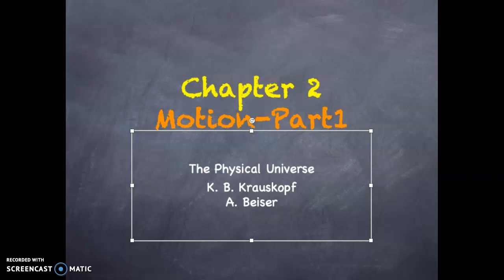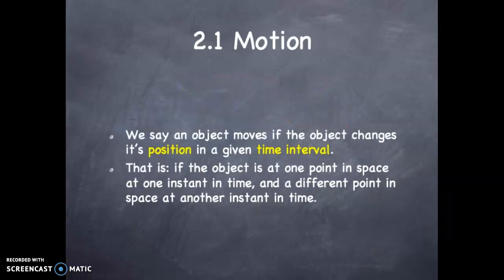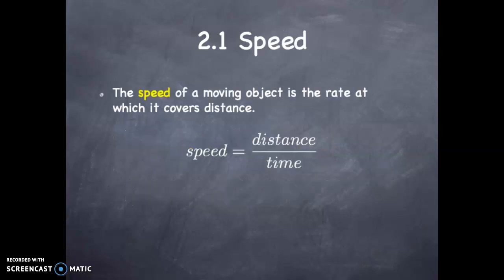Okay, Chapter 2, Motion, Part 1. Motion. We say an object moves if the object changes its position in a given time interval. That is, if the object is at one point in space at one instant of time and a different point in space at another instant of time, we say the object is in motion.